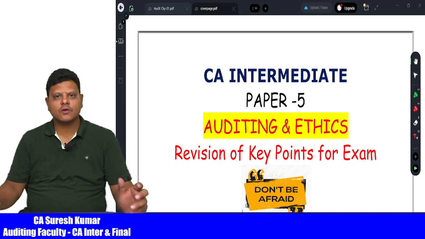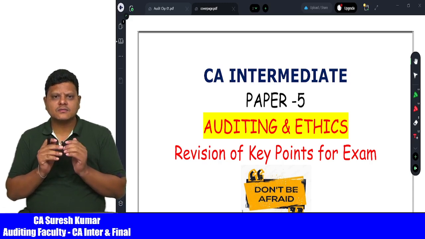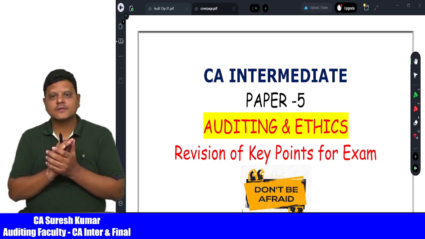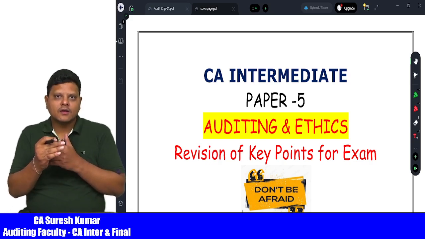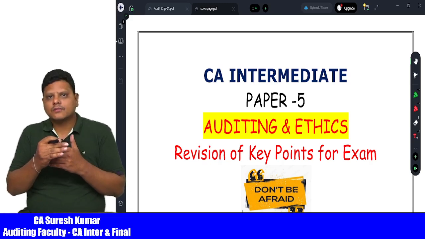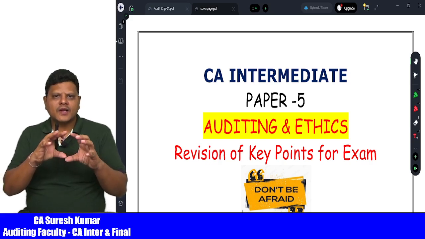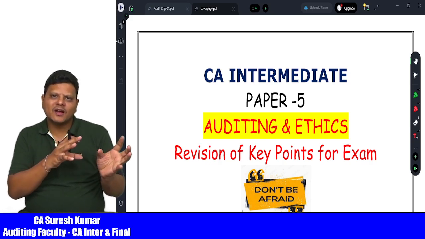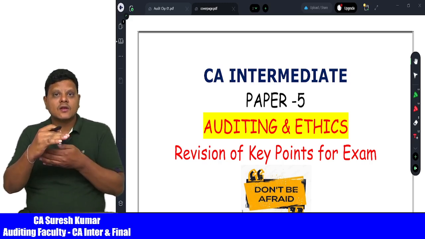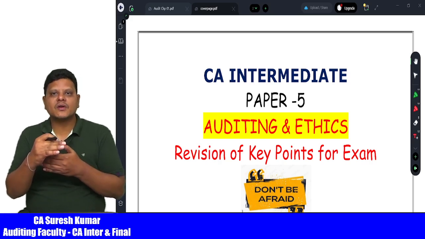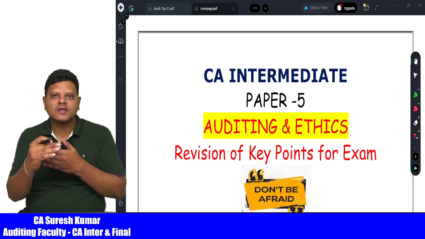Let us now go for the very important exam subject, CA Intermediate Auditing and Ethics, where the majority of the students feel auditing is a theory paper, a little bit voluminous, and the language of auditing is a little bit difficult to understand. So this is the mindset of the majority of the students. Whereas we try our best to simplify this auditing paper for scoring high marks in the examination.